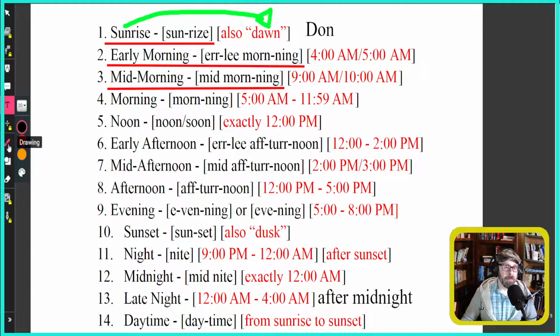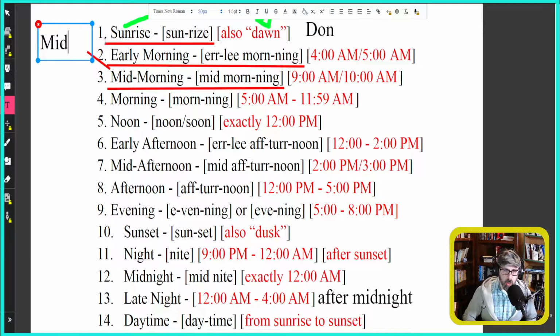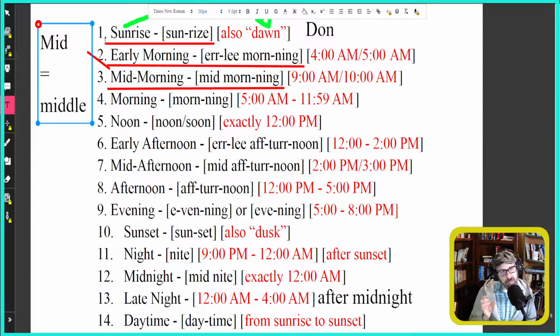When we talk about mid-morning, you see this word mid. What does mid mean? Mid is a short way to say middle. So mid is middle, and mid-morning is the middle of the morning. All right, number 4.